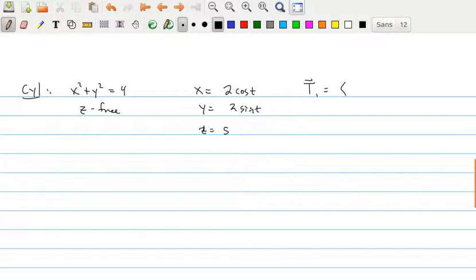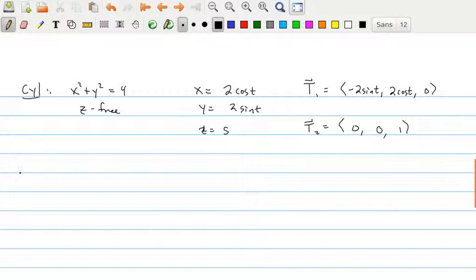So our t1, partial with respect to t, is negative 2 sine t. The partial of y with respect to t is 2 cosine t. The partial of z with respect to t is 0. And then t2, this is the second tangent vector. This is the partial derivatives with respect to s. So the x doesn't depend on s, so its partial is 0. The same with the y, and the partial of z with respect to s is 1.